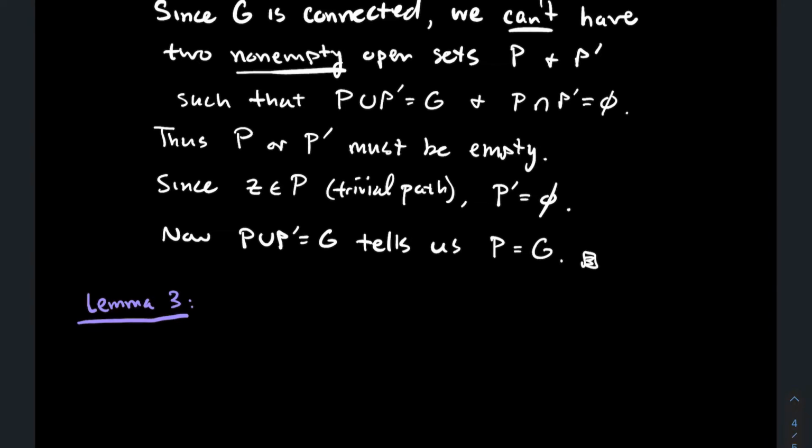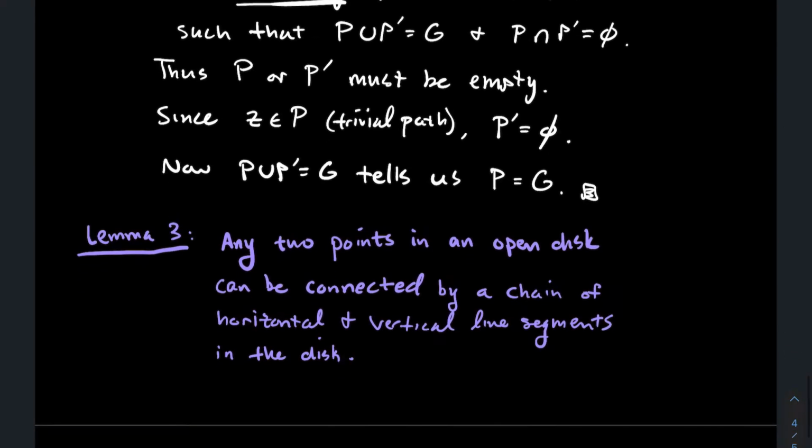Let's move on to another result that we'll need. So lemma 3 is any 2 points that are in an open disk can be connected by a chain of horizontal and vertical line segments that are contained inside the disk.